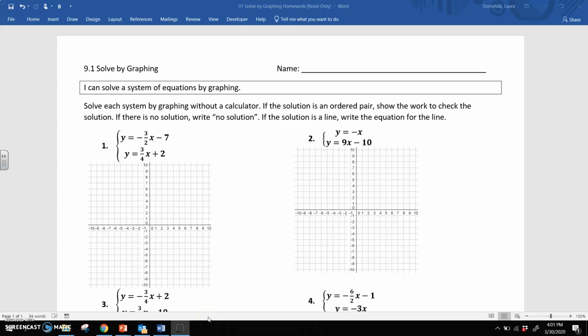This video will go through problem number 1 from the 9-1 homework. So we will solve the system by graphing without a calculator. What I notice in number 1 is that both equations are in slope-intercept form.